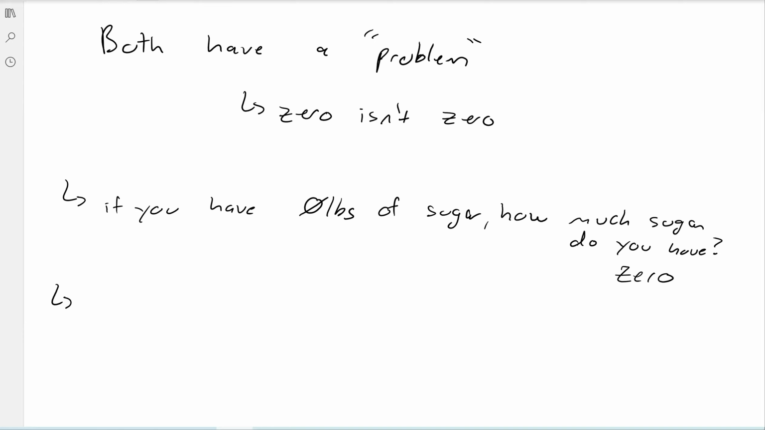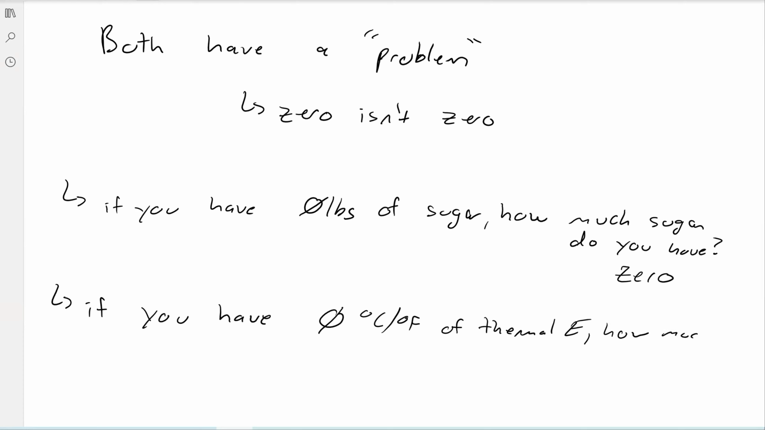So let's take a look at the same question with our units of temperature. If you have 0 degrees Celsius or degrees Fahrenheit, whichever one, of thermal energy, because remember, temperature is the measure of thermal energy, how much do you have? Do you have 0 thermal energy? And the answer is no, you do not have 0 thermal energy. You actually have more than 0 units of thermal energy, right? More than 0 joules of energy. And so 0 isn't 0 here. 0 doesn't mean that we have no thermal energy.